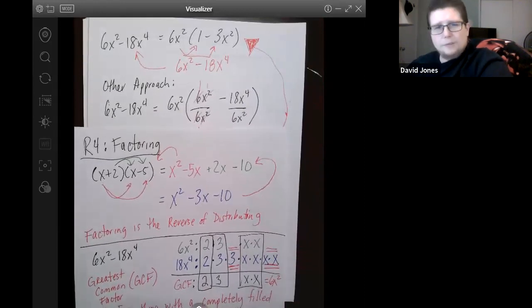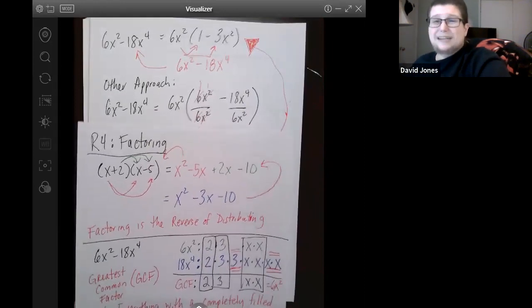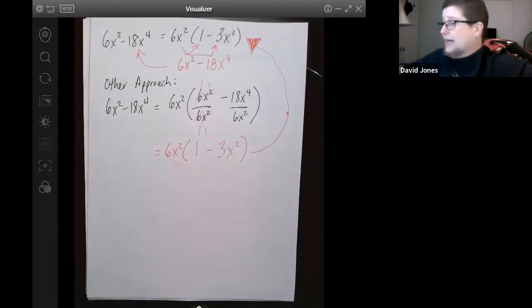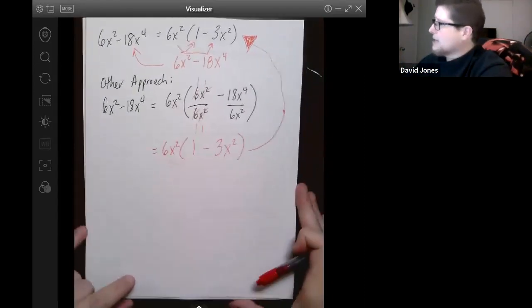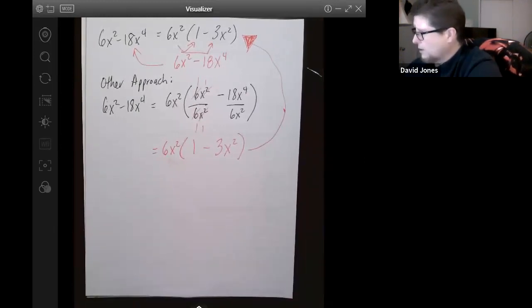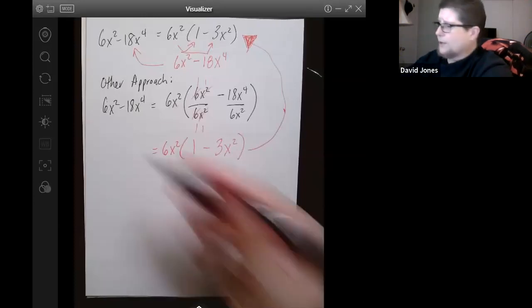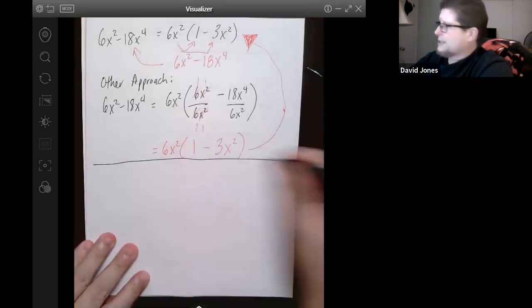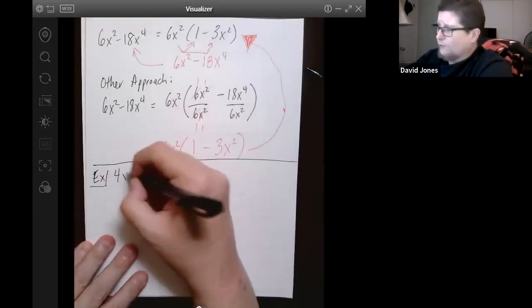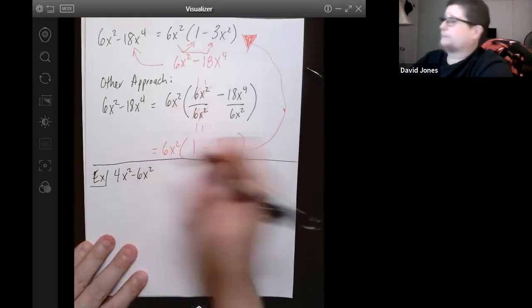This table is going to help us with something else. If we use the table, it also helps with the least common multiple, and we're going to be using that too. So that's always handy. It's a twofer. If you start working with it now, it's worth trying. So let's do another one. I want to make sure you're comfortable with seeing how this table works. Let's do 4x to the 4th minus 6x squared.